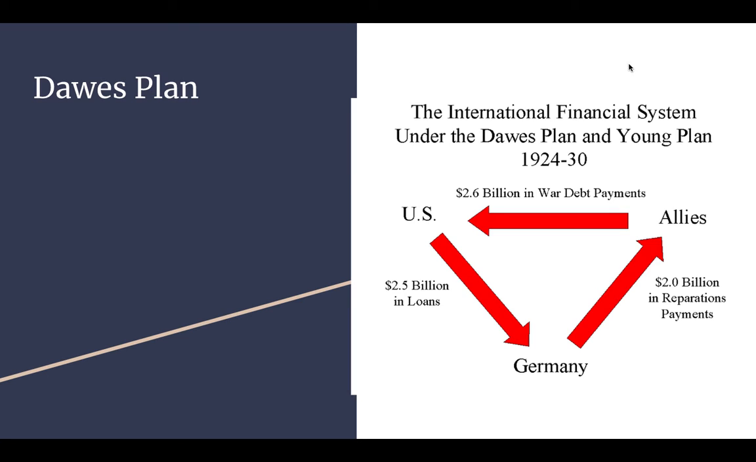So the Dawes Plan works like this graphic here. The United States would give $2.5 billion in loans to Germany. So Germany could then pay the $2 billion that it owed to the Allied powers in reparation payments, and then the Allies would make their war debt payments of $2.6 billion back to the United States. So this was the United States' proposal essentially to collect the debt that they had loaned and also to facilitate Germany's reparation payments. So that's our summary of today's very important points.